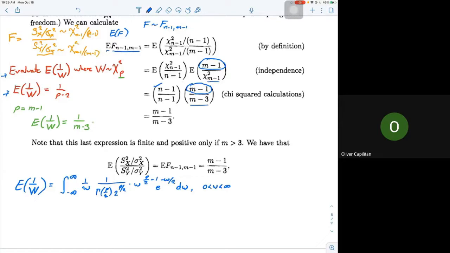Ganun na yan. Okay, since we're integrating with respect to W, magiging 0 to positive infinity na lang siya. Okay, we have here 1 over gamma p over 2, 2 to the p over 2 times... So yung maiwan dyan, meron tayong W, meron W dito, may W dyan. So we have W raised to p over 2 minus 1 minus 1, and then we have e to the negative W over 2, dW.